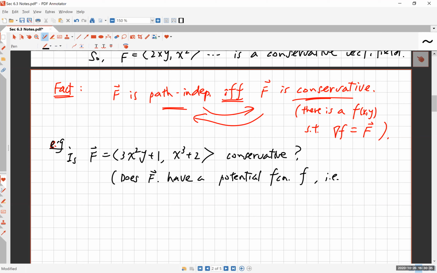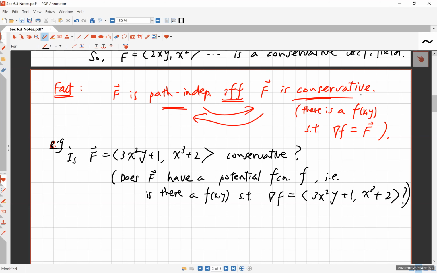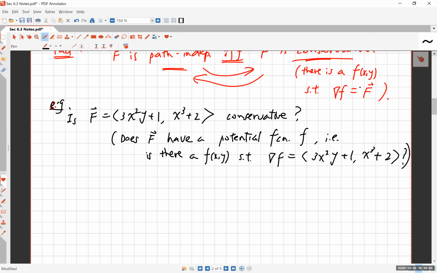and that is, is there an f(x,y), a real valued function, such that the gradient of f is equal to (3x squared y plus 1, x cubed plus 2)? So that's a question. And you may just want to try to find something like that. So let's go ahead and do this. And this is the way to find a potential function, if there is a potential function.